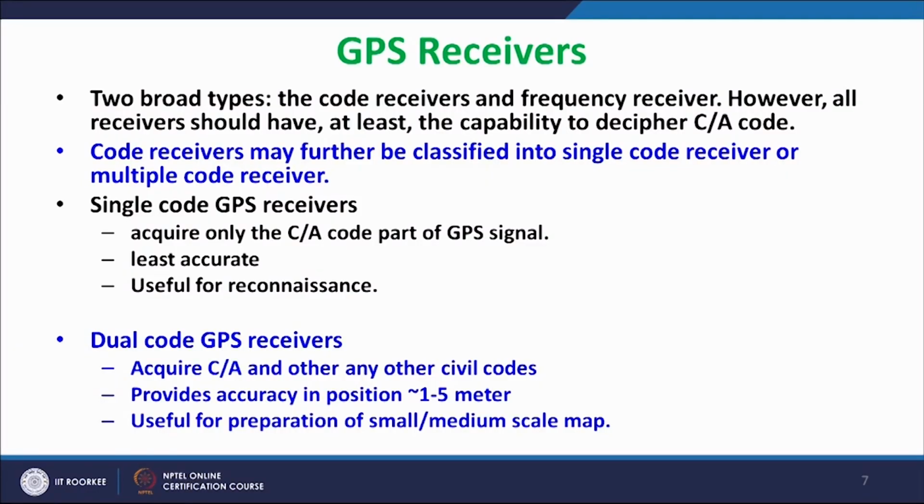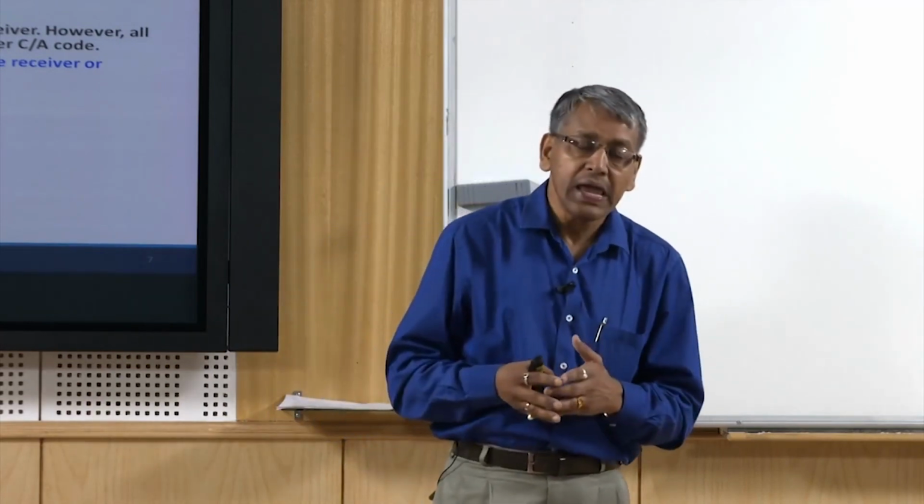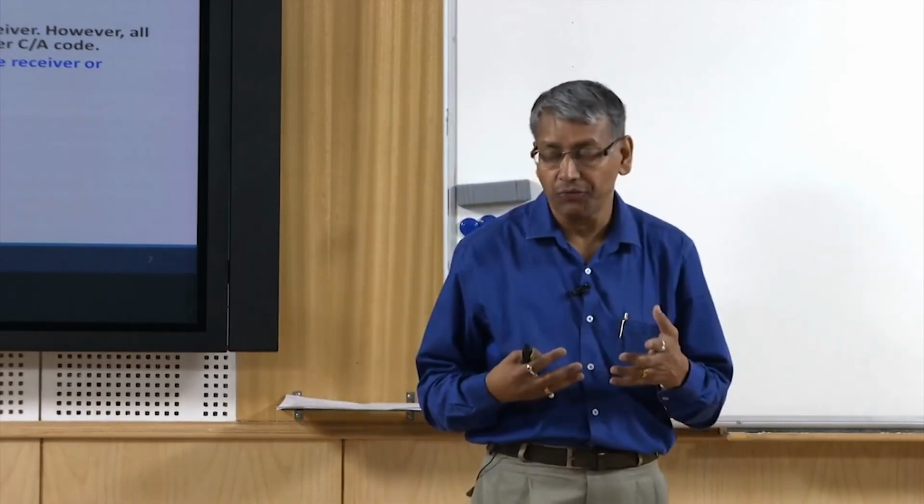Next, it is the dual code or multi code GPS receiver. In a dual code or multi code GPS receiver, one of the codes will be the CA code and the other may be any one of the other civil codes, like it may be PY code, it may be CM code, it may be CL code, it may be I5 code or Q5 code.